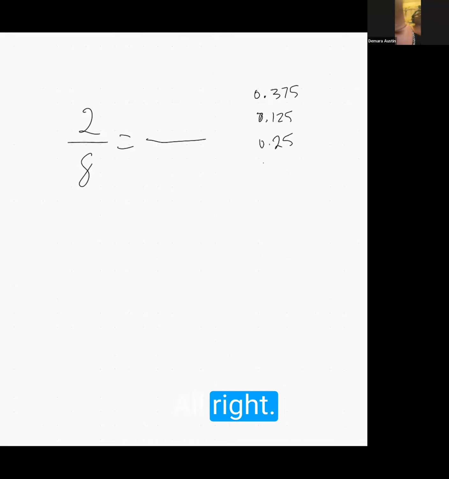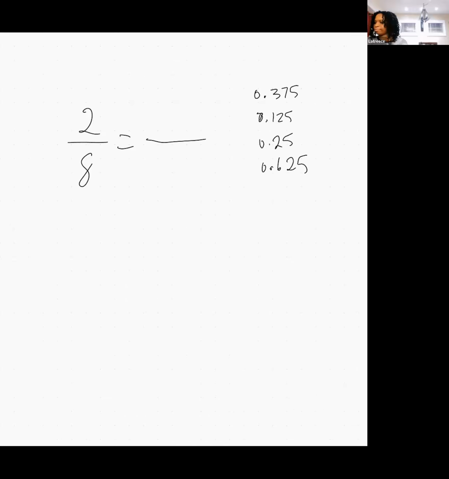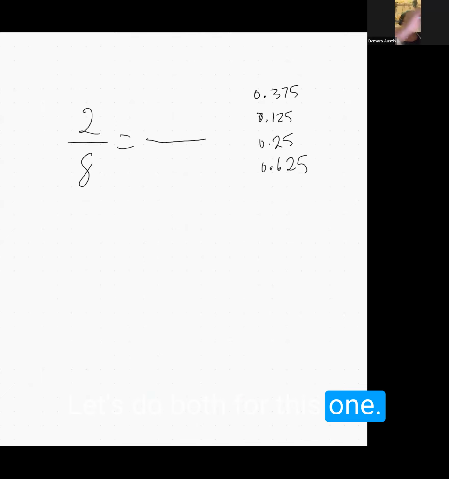Okay. All right. So there are a couple of different ways to go about this. We could do long division. Long division always works. And we could simplify and use the simplified version. So let's do both for this one. Let's first review long division.